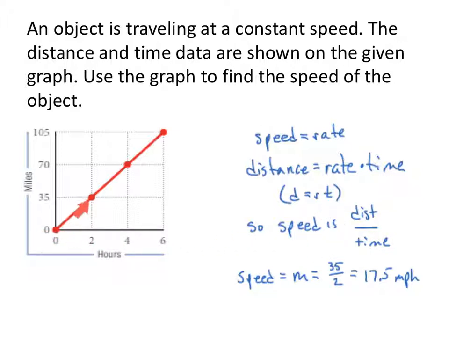I could take any 2 points. I could use the point 2, 35 and the point 0, 0. The change in height, I'm going to go right 2, up 35. So 35 halves, or 70/4, or 105 divided by 6. Either way you look at it, that fraction simplifies to 17.5 miles per hour. That's right.